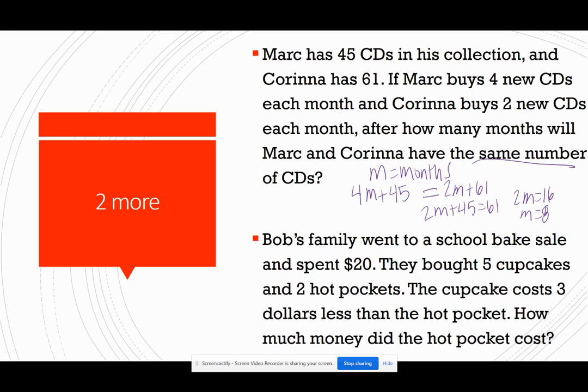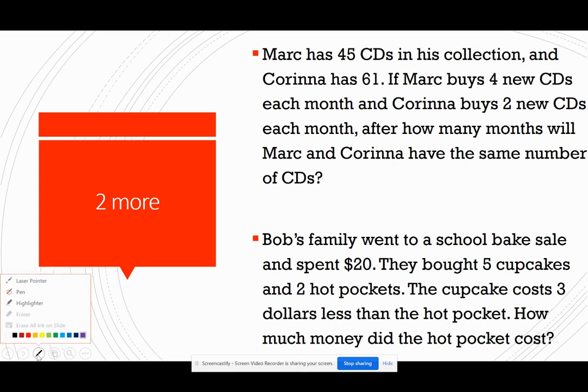Now let's look at the more complicated one. This is like the one we just did on the last slide, the last problem. And this is more like the one I would give you on the graded classwork, so make sure you copy this down. So I'm going to clear this so we can keep working up top. So Bob's family went to a bake sale and spent $20. They bought 5 cupcakes and 2 Hot Pockets. The cupcake cost $3 less than the Hot Pocket. How much money did the Hot Pocket cost?